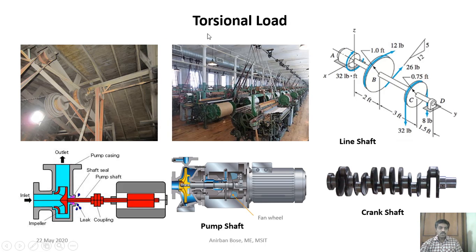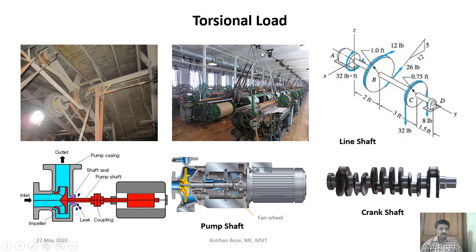Now coming to torsional load. Torsional load is commonly seen in different shafts. Here you can see this is a line shaft, and different pulleys are attached to the line shaft. The power from the line shaft goes to different machines through these pulleys. Here the picture is much clearer: this is the line shaft, and at different machines the power is taken through the pulley from that line shaft.